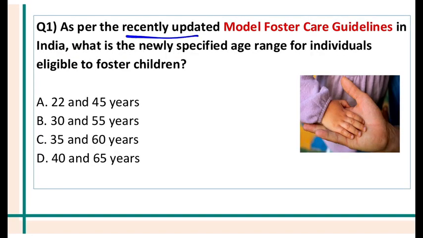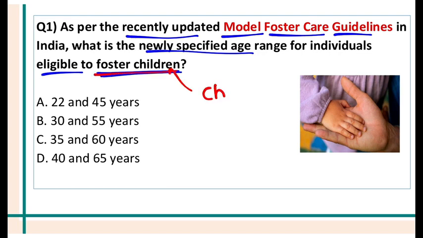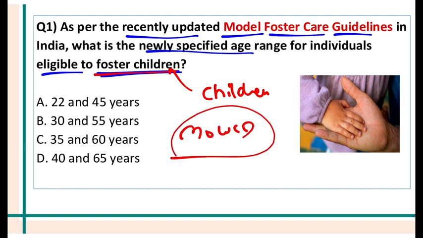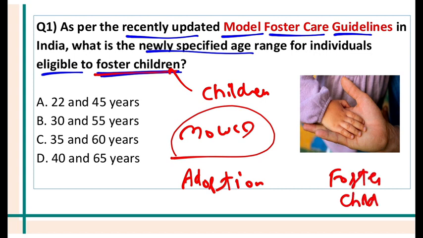As per the recently updated Model Foster Care Guidelines in India, what is the newly specified age range for individuals who are eligible to foster children? What is the meaning of foster children? Foster children are those children who are raised by any person other than their biological parents. The Ministry of Women and Child Development has given these guidelines. If you want to adopt a child, adoption comes much later. First, you have to keep the children as foster children, raise them, and then you can apply for adoption.